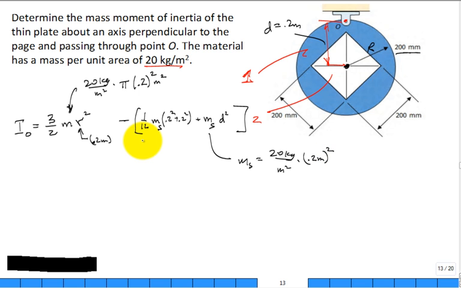And then once you compute both of these by summing them up, then you subtract it from the solid disk, and then you have the value. And the value comes in at 0.1135. You can round that off to 0.114 kilogram meter squared.